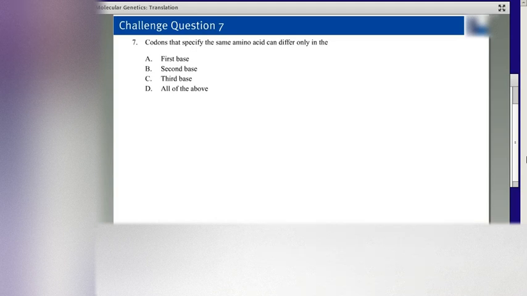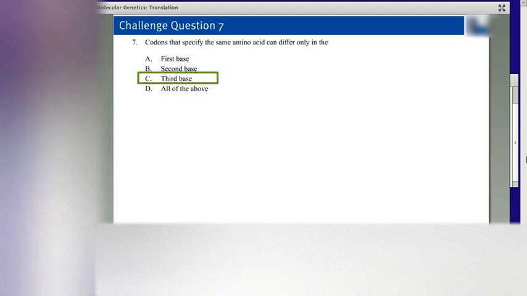All right, so codons that specify the same amino acid can differ only in the... Can we make a specific prediction here? Oh yeah, we can. We can make a specific prediction because the wobble effect occurs in the 3rd base, okay? So the correct answer here is C. So about 72% of us got this.